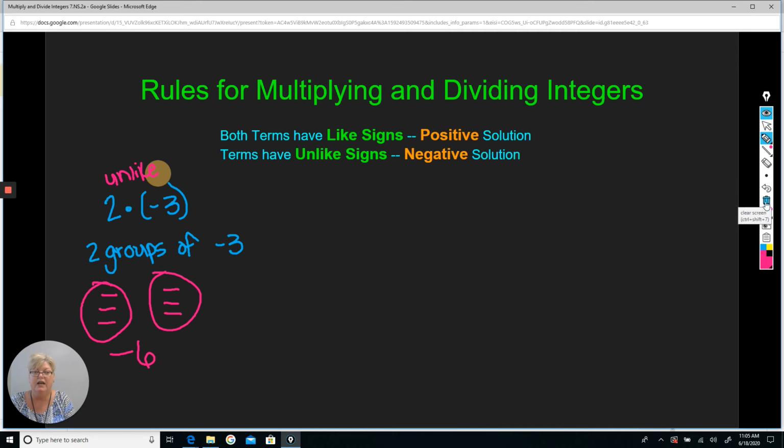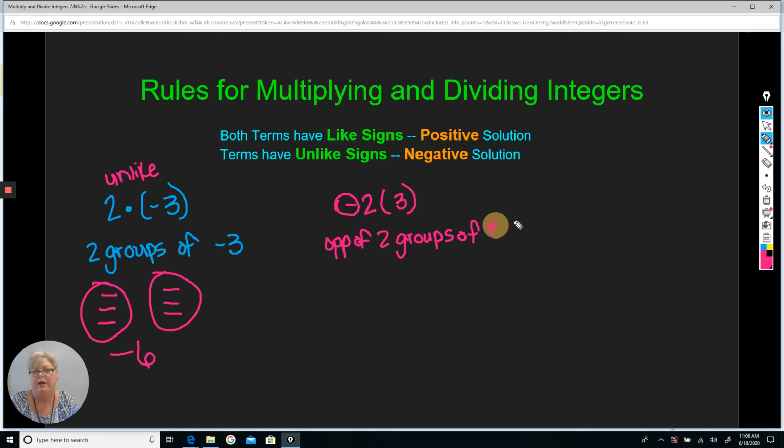Okay, let's look at another one and compare it. What if I have -2 times 3? Notice I put a dot here, and I just put parentheses here. They both mean multiply, so you could do it either way. -2 times 3. This negative means opposite. So this is the opposite of two groups of +3. I'm going to go ahead and write a +3 there so you see that. So the opposite of two groups of +3.